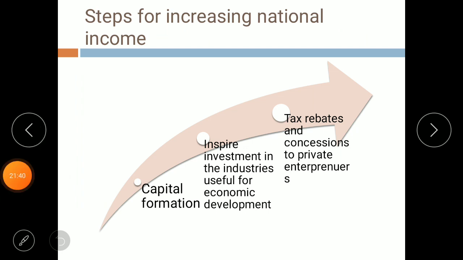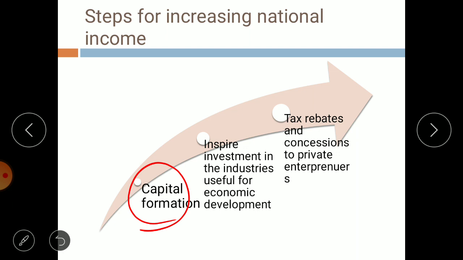The first step is capital formation. Second step is to inspire investment in the industries useful for economic development. And the third step is tax rebates and concessions to private entrepreneurs. The first step is capital formation. What do you mean by capital formation? In this first objective we have just now discussed, capital formation simply means to create capital. It doesn't mean printing capital, but creating capital with the help of savings.